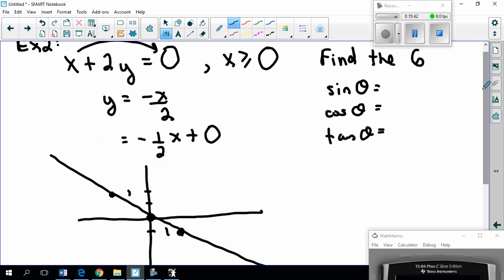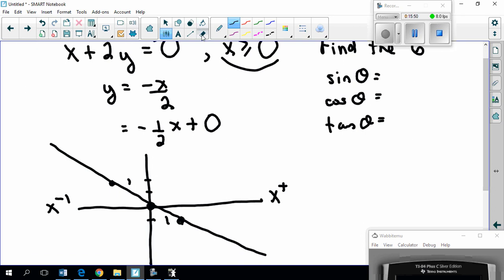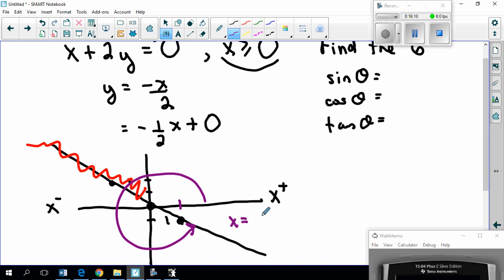What the book says, x is positive. This is the positive x-axis. This is the negative x-axis. So what you want to look at is the positive side, which means don't look over here. So really, they're talking about that angle in the 4th quadrant. Well, I happen to know that x equals 2, y equals negative 1, and the radius is the square root of 2 squared plus negative 1 squared equals the square root of 5.